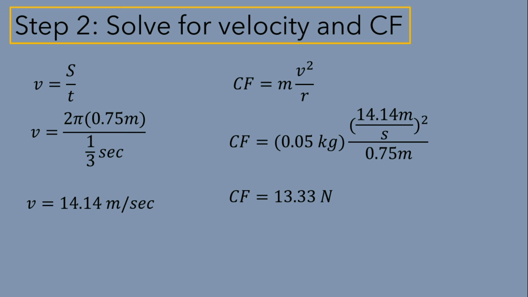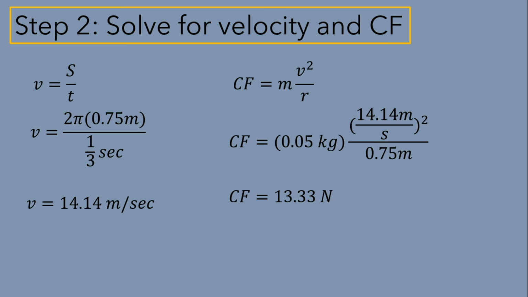So we have S over T for velocity, which is distance over time. So in a whole circle, pag travel mo yon, we have 2 pi r or the circumference as distance. So gaano ba siya katagal na ma-travel ang isang revolution? So based on the given frequency, we have 1/3 second para matapos ang isang revolution. So we have 2 pi times 0.75 meters over 1 over 3 seconds. So then we get velocity as 14.14 meters per second.